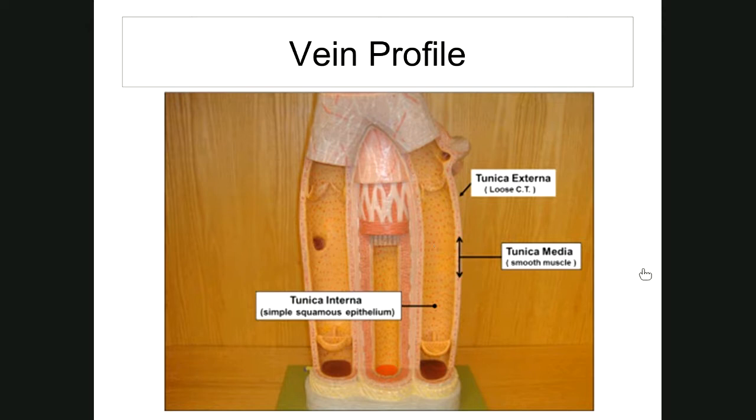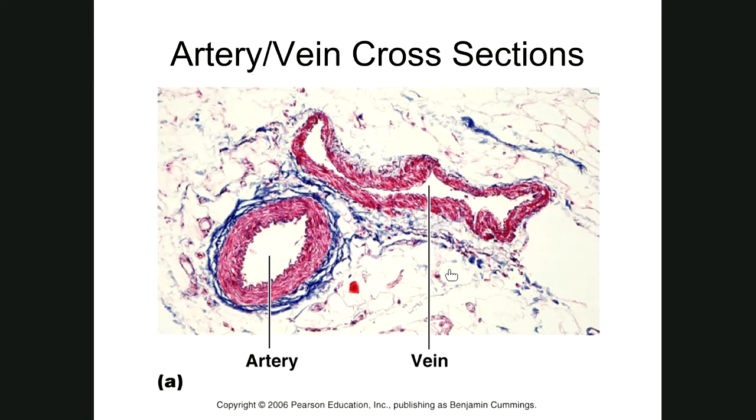Here's a little cross section we would have had in lab you could have seen. You can see this dark purple squiggly line structure around the artery and the vein, not too much around the vein, but it is on the outside. That's going to be your tunica externa, the loose connective tissue and elastic fibers.